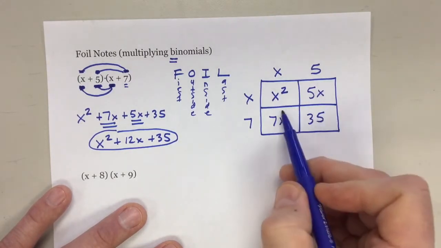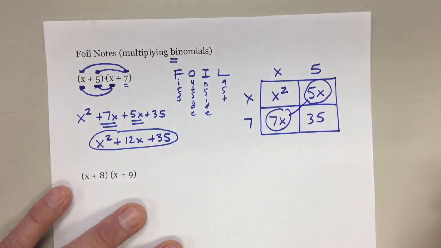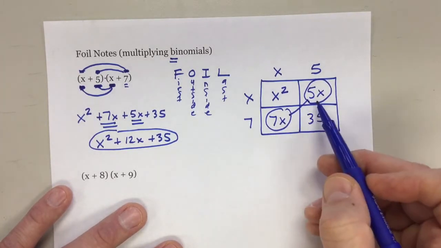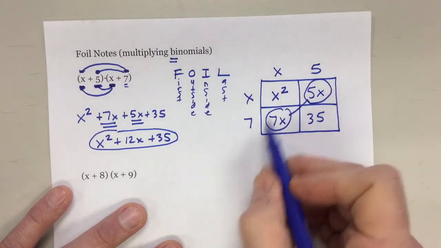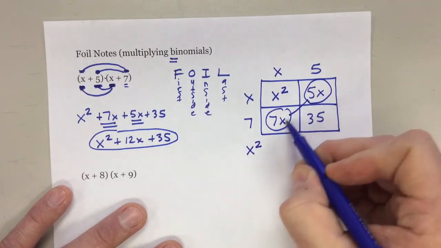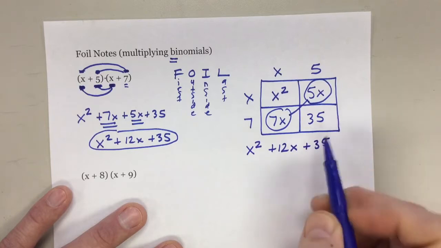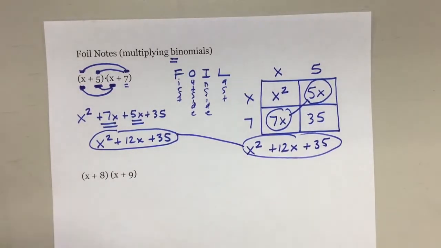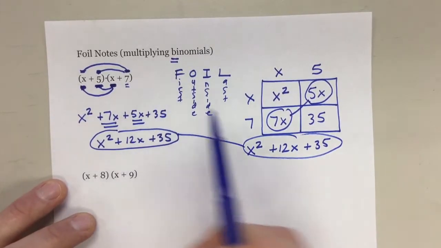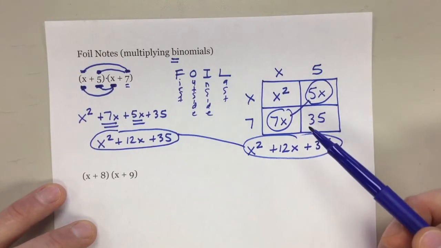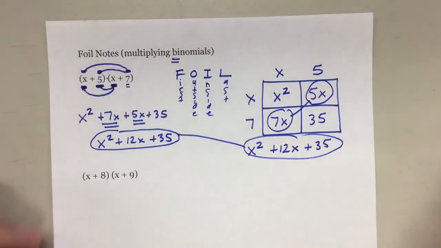Again, I end up with the diagonal being a like term. 7x and 5x are like terms. So my final answer would be x squared, add the 7x and the 5x, which is 12x, and then plus 35. It is exactly the same answer we got with FOIL. So either technique is fine. Some people get confused by FOIL and the box makes more sense. Some people don't like the box and the FOIL makes more sense. Whatever you're most comfortable with is fine. If you understand how to do both of them, that's even better.